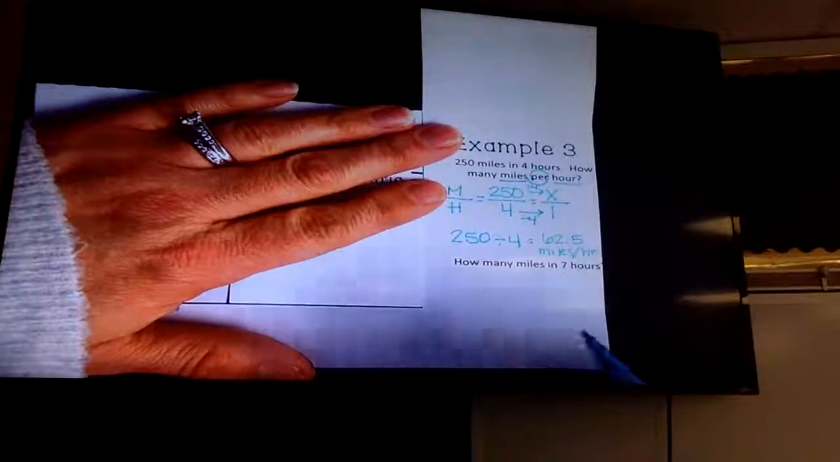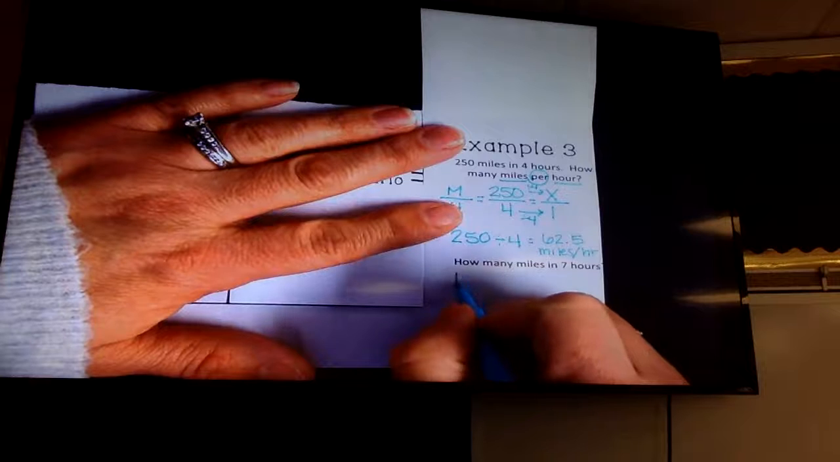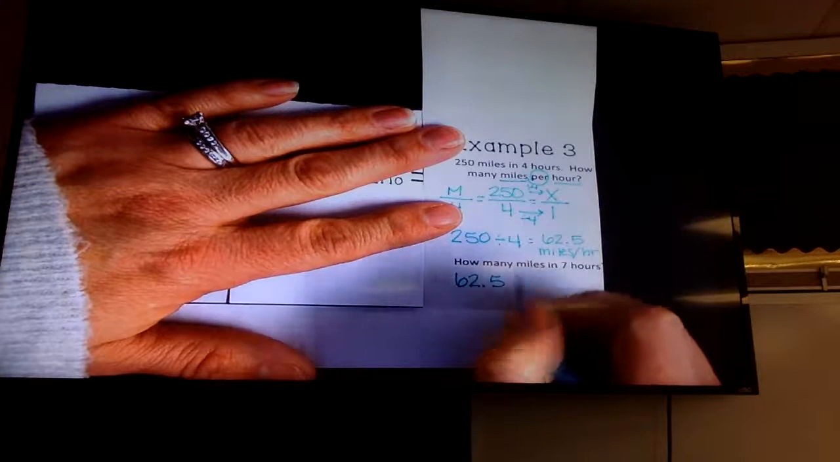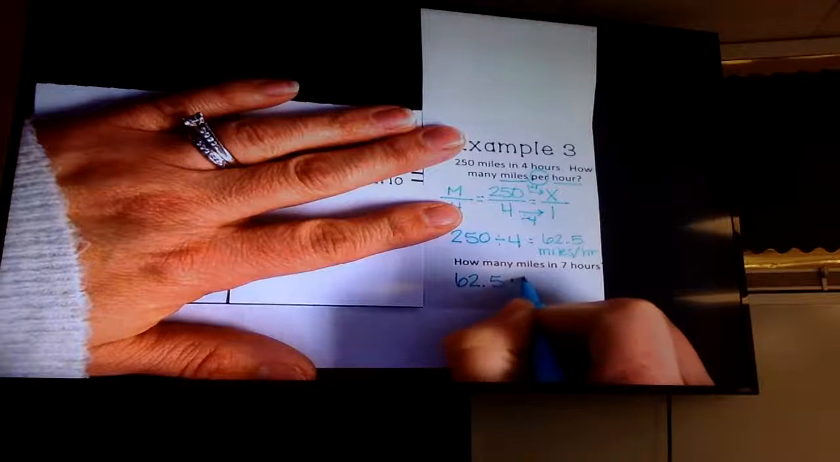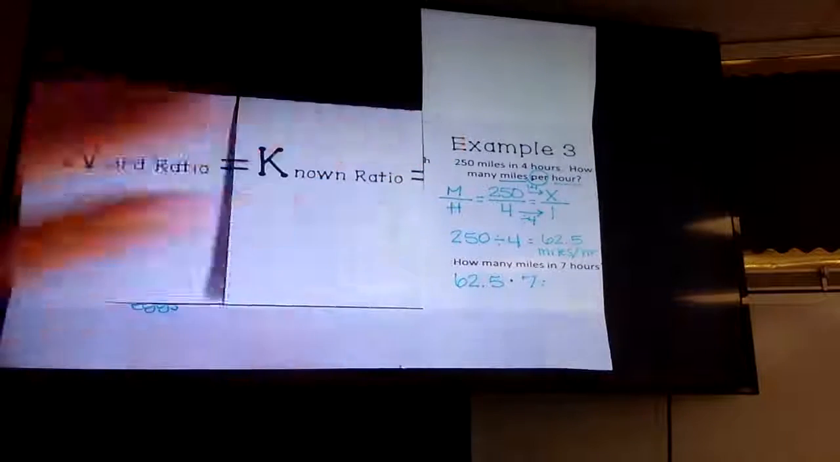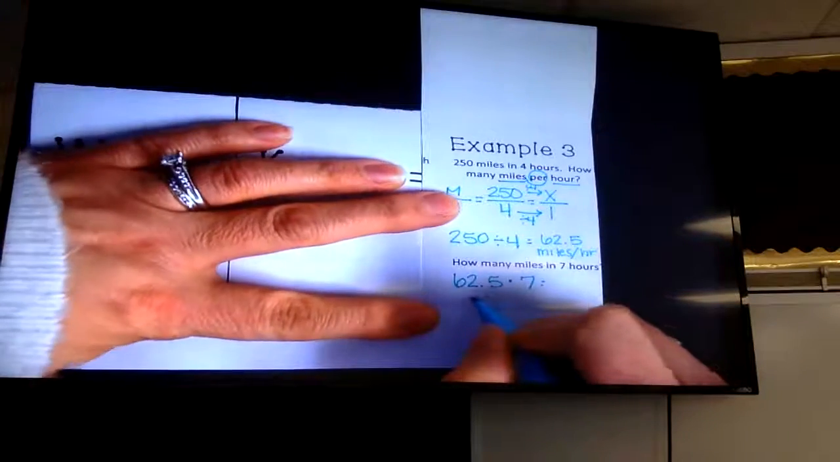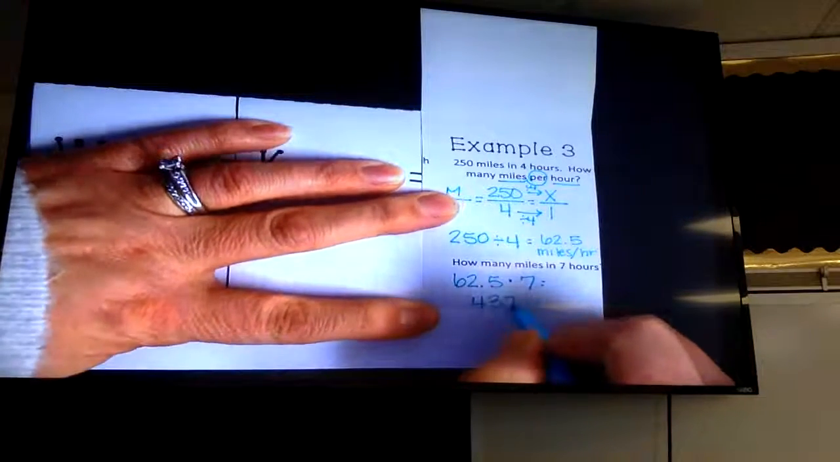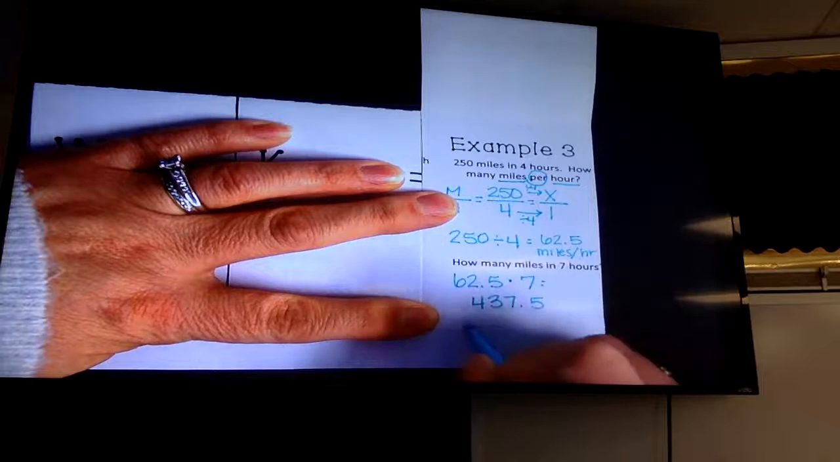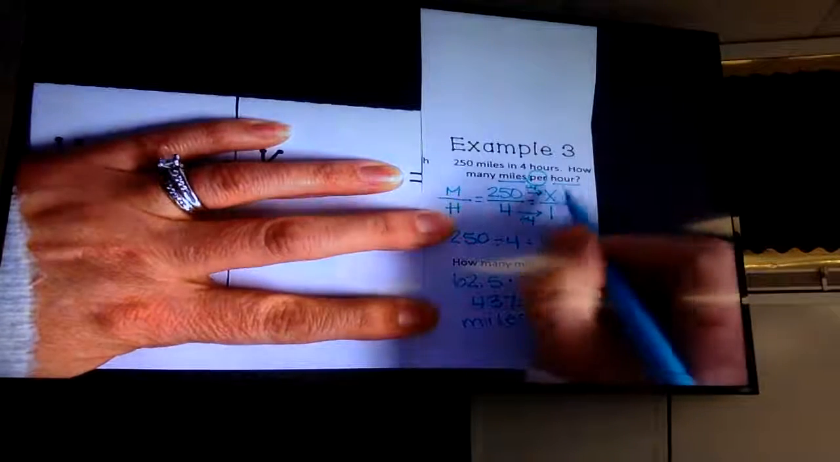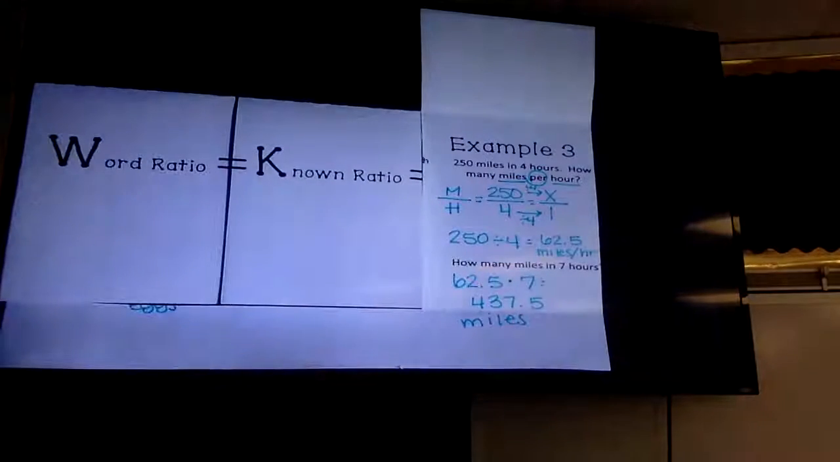How many miles in 7 hours? Well, I know 1 hour is 62 and 5/10 miles. But I'm going to go 7 hours, so I need to multiply it by 7. And find out it's 437 and 5/10 miles. That represents miles. That represents my X.